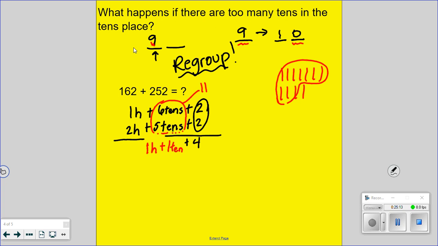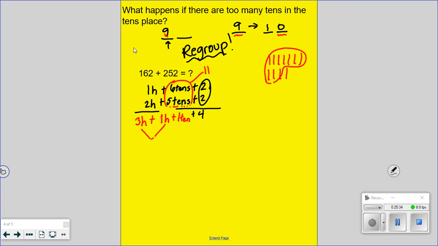100 plus 200 is how many hundreds? 300. So now I have 300 plus 100 plus 10 plus 4. I'm going to add these hundreds together. Ava, what's 300 plus 100? 400 plus 10 plus 4. Cool. 414. Beautiful.